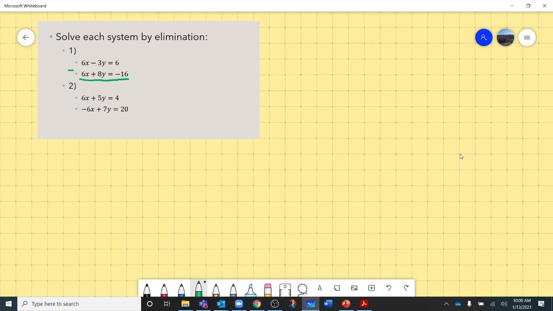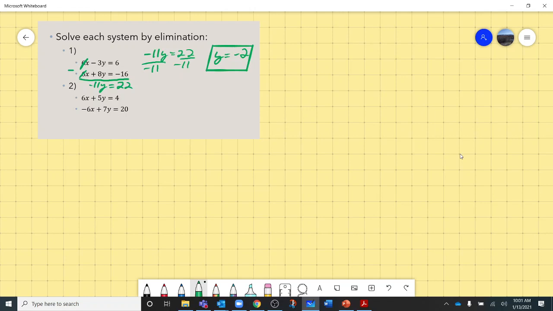6x minus 6x, that's 0. Those go away. Negative 3y minus 8y. You're at negative 3. You're subtracting, so you're going to go farther left. That's going to put you at negative 11y. And 6 minus a negative 16, minus a negative becomes a plus. So 6 plus 16, that gives us 22. So we have negative 11y equals 22. We divide both sides by negative 11. Then y equals negative 2.